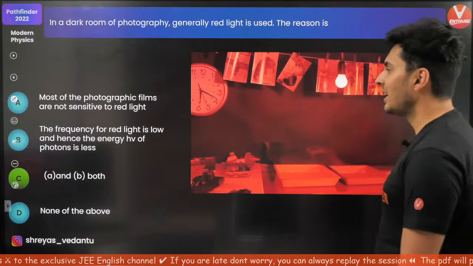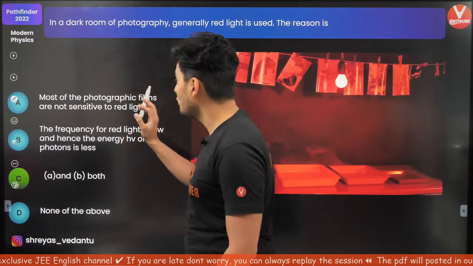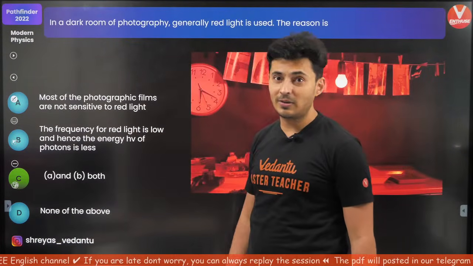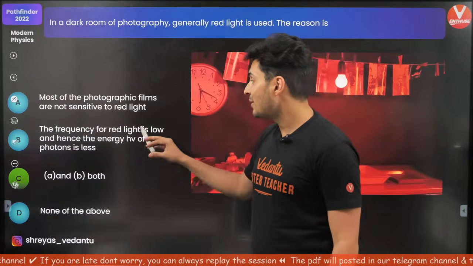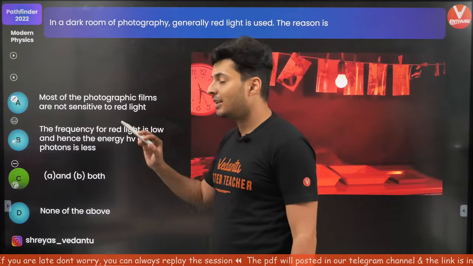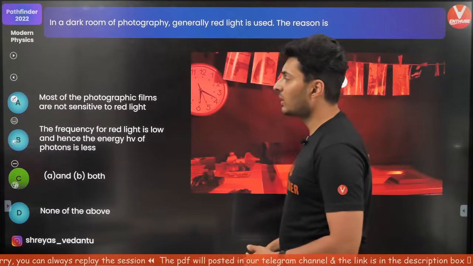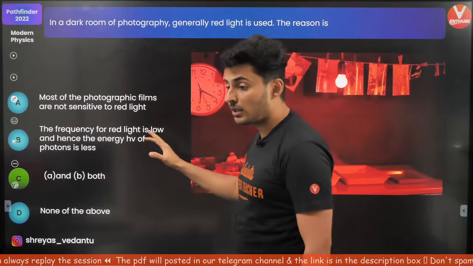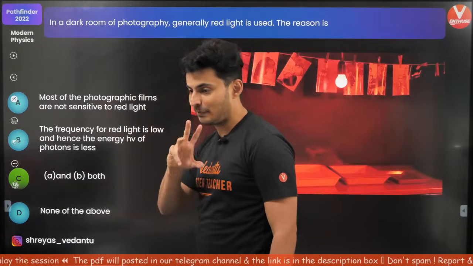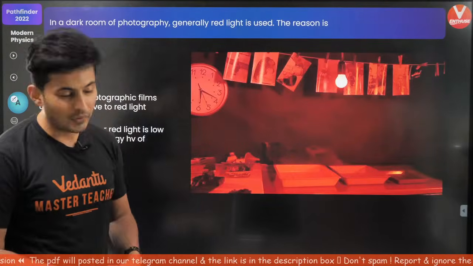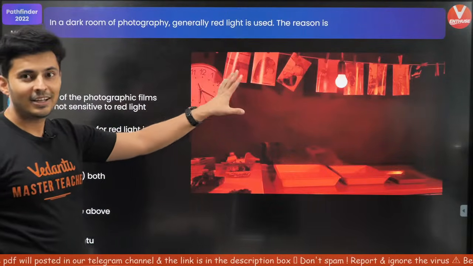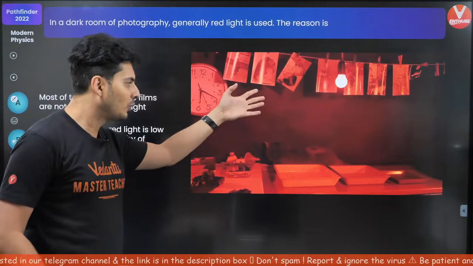So the correct answer should be: most photographic films are not sensitive to red light, number one. The frequency of red light is low, hence the energy of the photons is less. Correct. Atoms and Samyukta will be started next time. No, it is not B, Vimal, it is C. Be careful. So this is how a red lit dark room looks like.